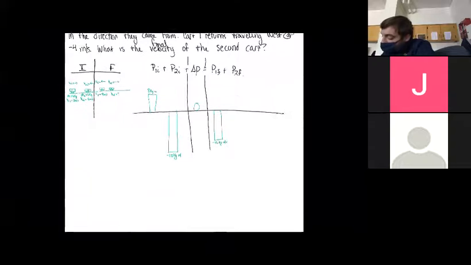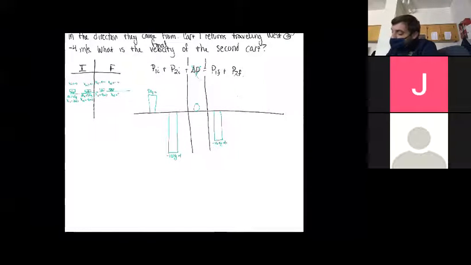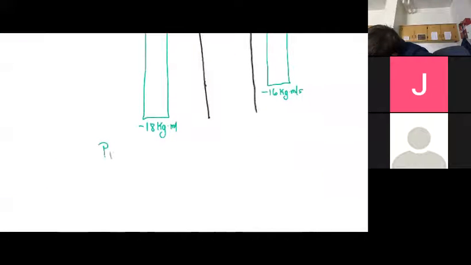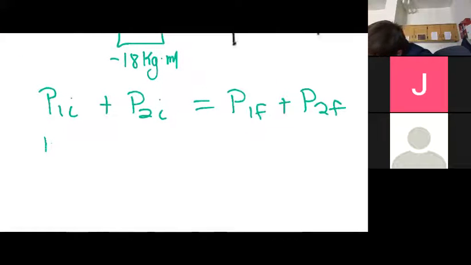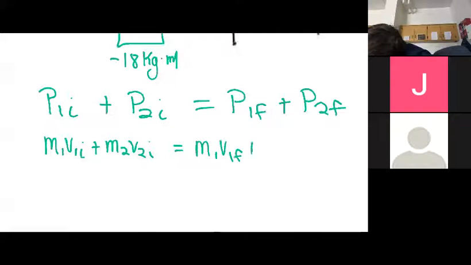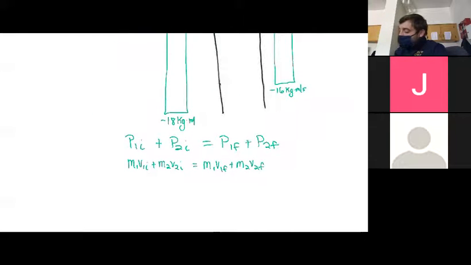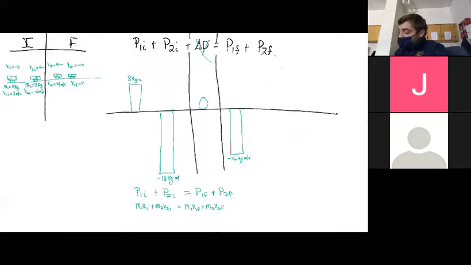So, next step is to take the equation up top, cross off anything with a 0, and write it again below the bar chart. Initial momentum of 1 plus initial momentum of 2 equals final momentum of 1 plus final momentum of 2. And break that up into m's and v's there. And there we go.